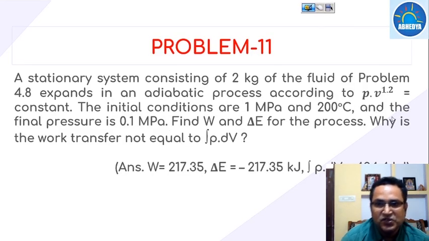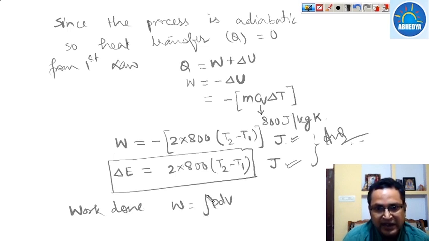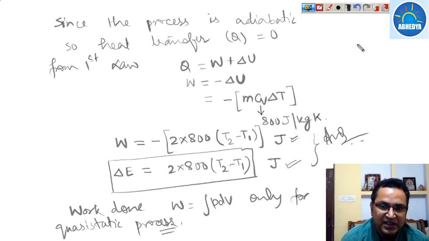Now the next part of this question is, why is the work transfer not equal to PdV work? What is PdV work? Work done, W is equal to integration PdV, and this integration PdV is only for quasi-static process. Only for quasi-static process. So since this work done is not equal to this one, just because the given process is not being assumed as a quasi-static process, that's why the work done is not equal to PdV.